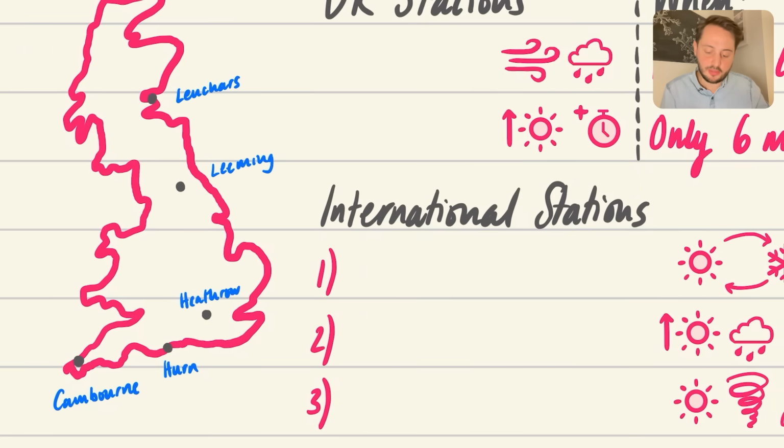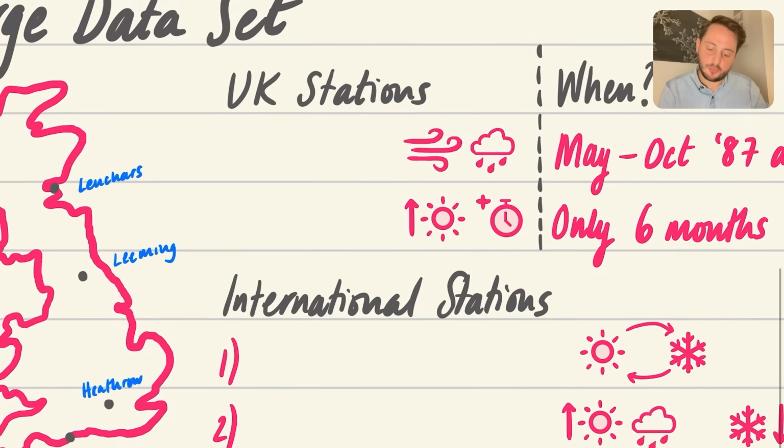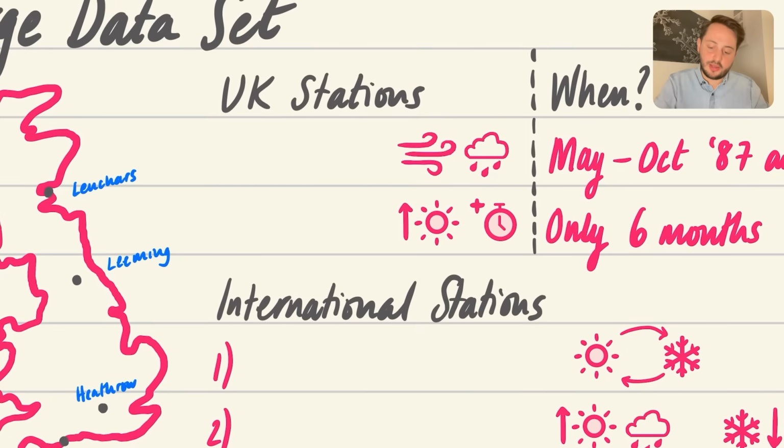And again, you can see that that's going in alphabetical order as we go from here upwards. The only difference is that these two have switched around. Okay, so let's talk a little bit more about the UK stations. I've drawn some symbols to try and help us think what these might mean.